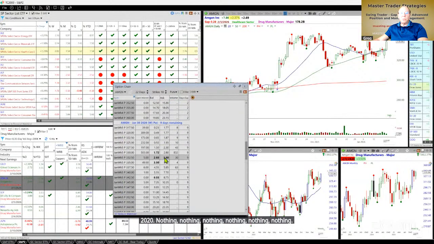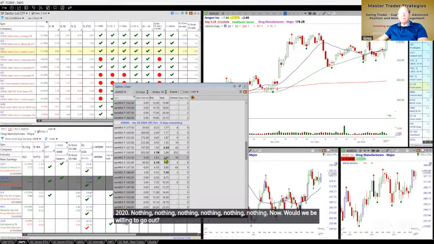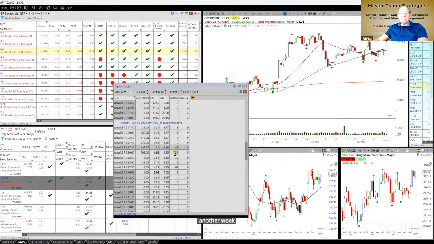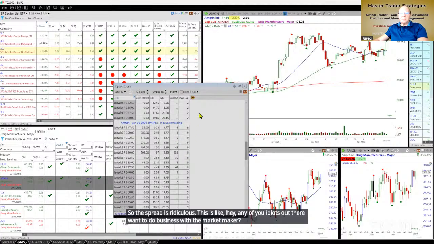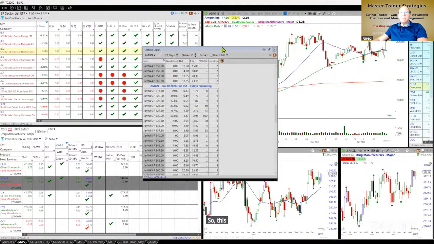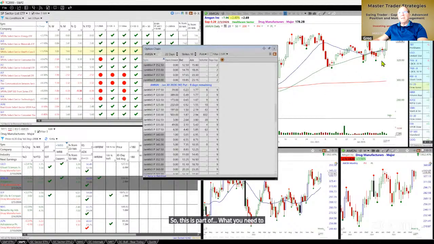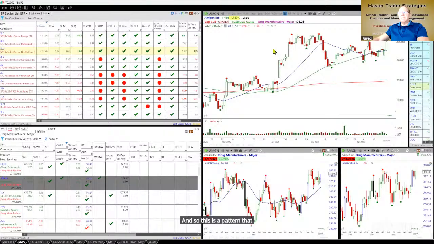Now, would we be willing to go out another week? This is the process. Something a no-brainer. Look, see the spread? They know this is going up, and that's a no-brainer. So the spread is ridiculous. This is like, hey, any of you idiots out there want to do business with the market maker? So this is part of what you need to know. That looks great. And so this is a pattern that should be shaping up.